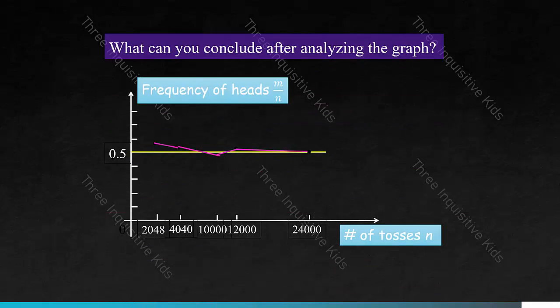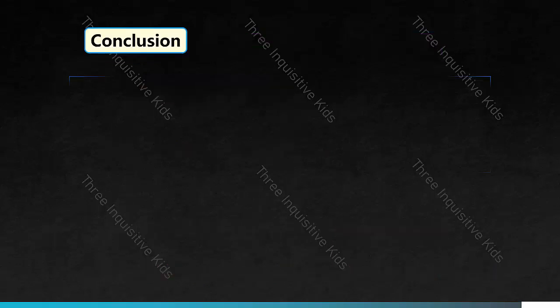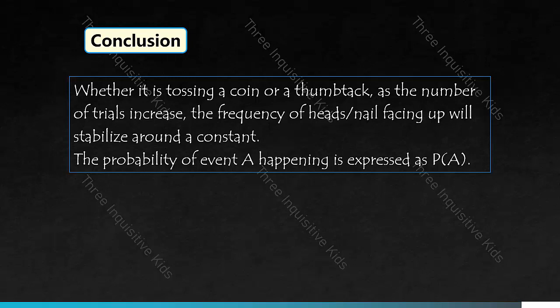Well, after you plot the tables on this graph, you can see that the stability of the frequency is at about 0.5, which means that heads and tails have about the equal chance of happening. The more trials you conduct, the closer the frequency is to 0.5. Whether it's tossing a coin or a thumbtack, like in the last lesson, as the number of trials increases, the frequency of heads or the nail facing up will stabilize around a constant. The probability of event A happening is expressed as P, that means probability, and in parentheses A.